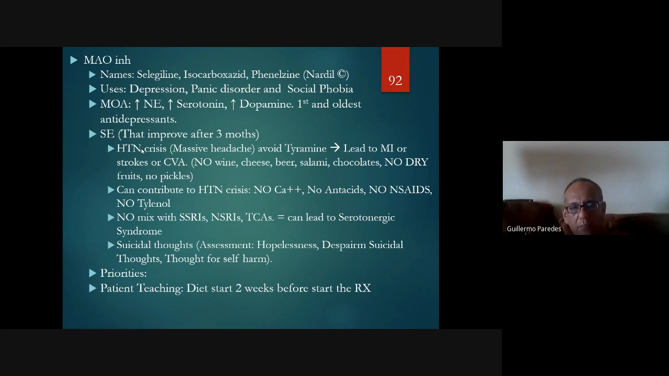No wine, no cheese, beer, salami, chocolates, no dry fruits, because they have high content too of tyramine. Okay, no dry fruit. You need to add that, by the way.